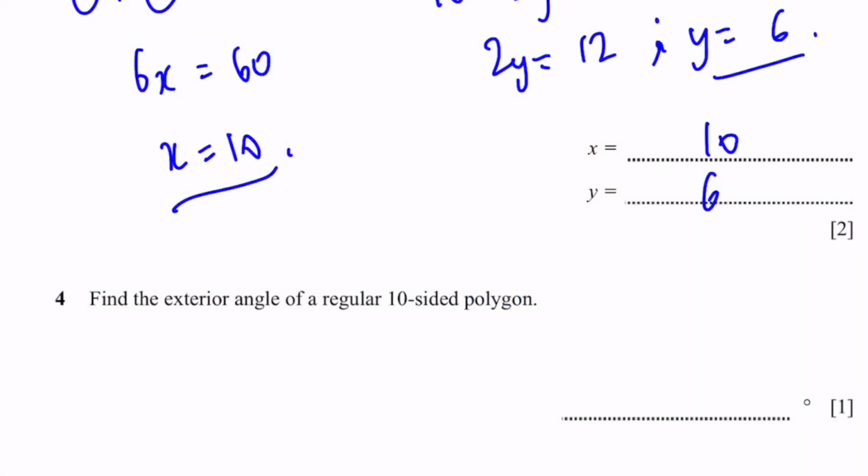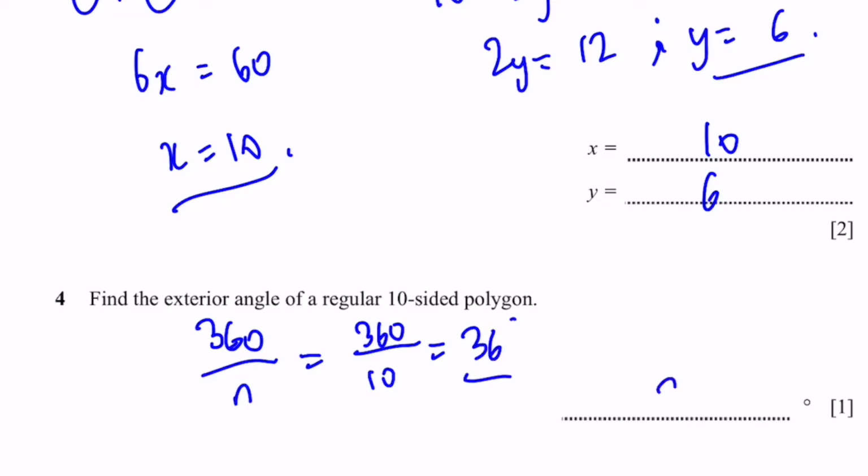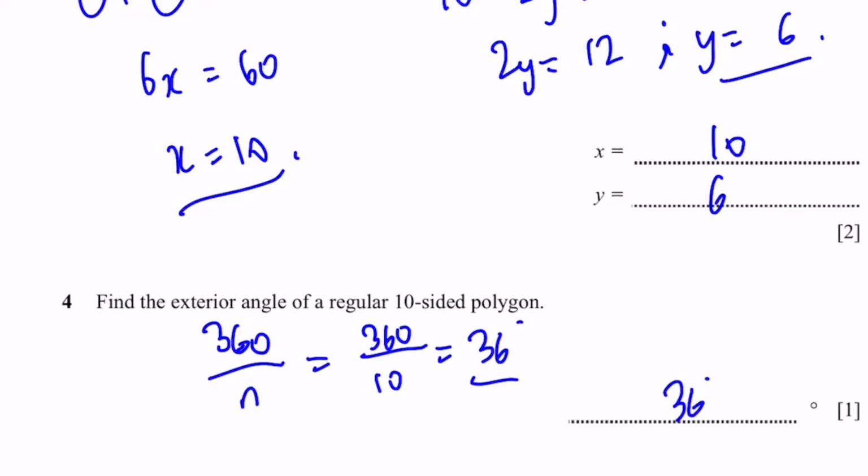Find the exterior angle of a regular 10-sided polygon. That's a regular decagon, but of course you do not need to know the name for this particular question. You just need to know that exterior angle will be 360 divided by n, where n is the number of sides. 360 by 10, 36 degrees. That's the answer. Question 5.